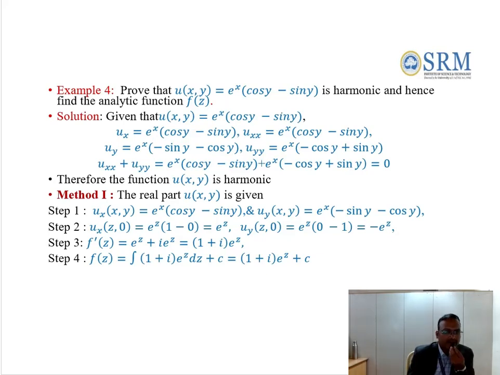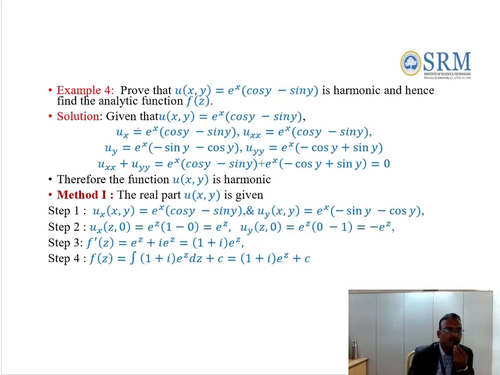So which one is given? The real part of the analytic function is given. Therefore we have to apply method 1, the Milne-Thomson method 1. So what is given to us? u = e^x (cos y − sin y).